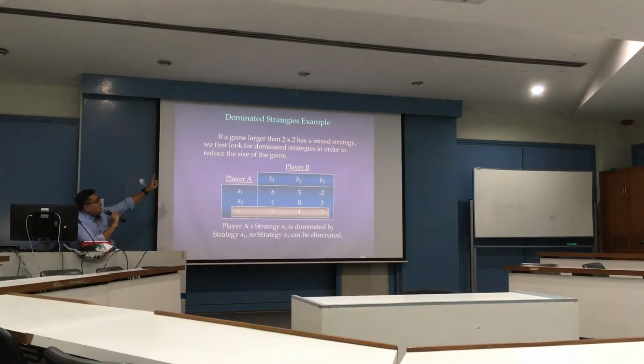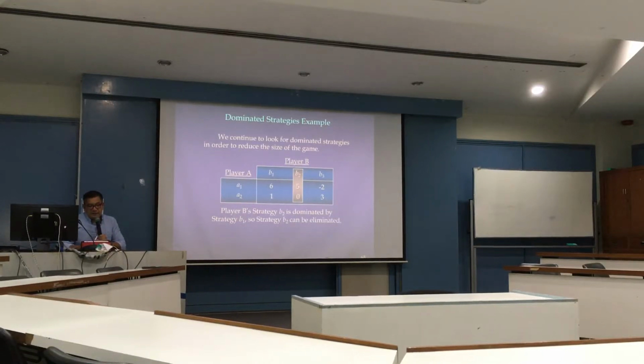For example, if B selects B1 strategy and player A selects A1 strategy, they can get 6, right? But A3 gets 3. This one is more than this one, also more than this one, also more than this one. So strategy A1 dominates strategy A3. No matter which strategy player B uses, A1 always beats A3. So in this case, you can eliminate strategy A3. When you do this, you can rename the remaining strategies to be A1 and A2.